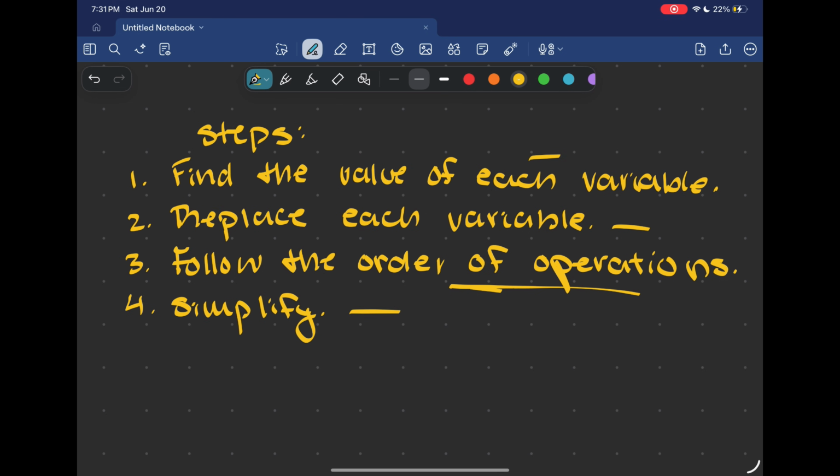Substitution may seem simple, but it's a skill you'll use throughout algebra, geometry, and even calculus. Mastering it now will make future topics much easier.